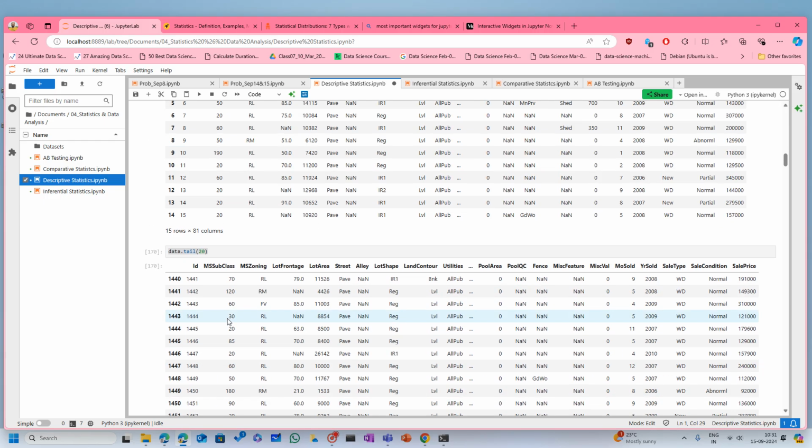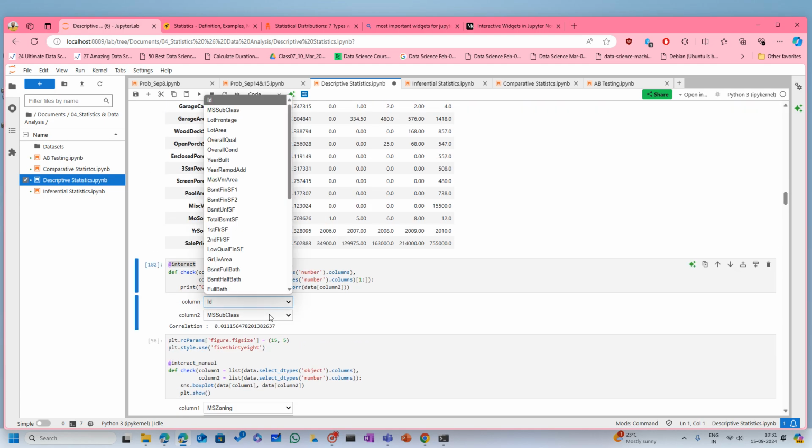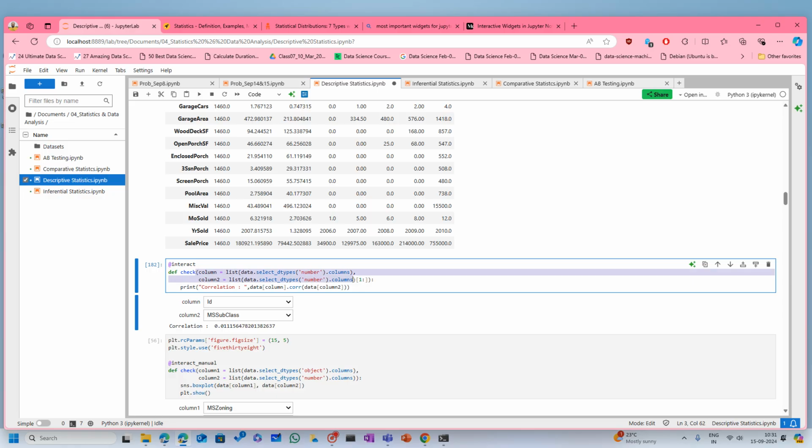Here I'm applying the decorator, which will introduce these boxes for me. For two boxes it will allow, because in the function I have passed two columns only. And I'm selecting only numerical values. Select dtypes is again a very important function. Select dtypes will help me select only the numerical columns.